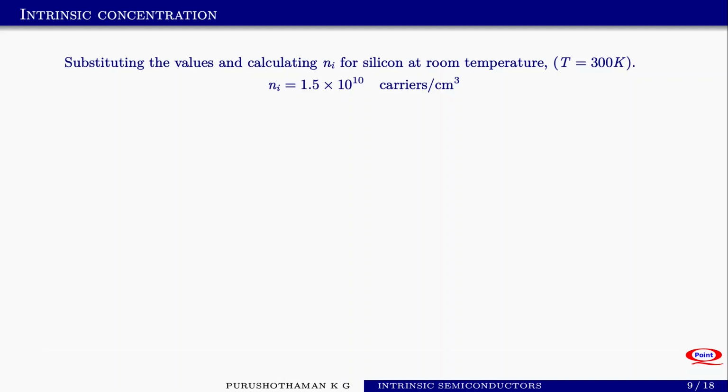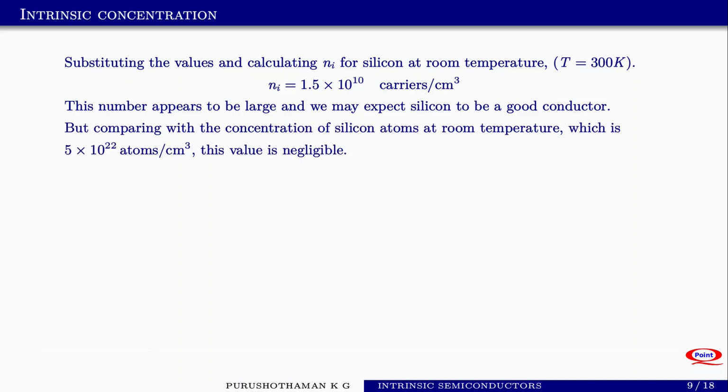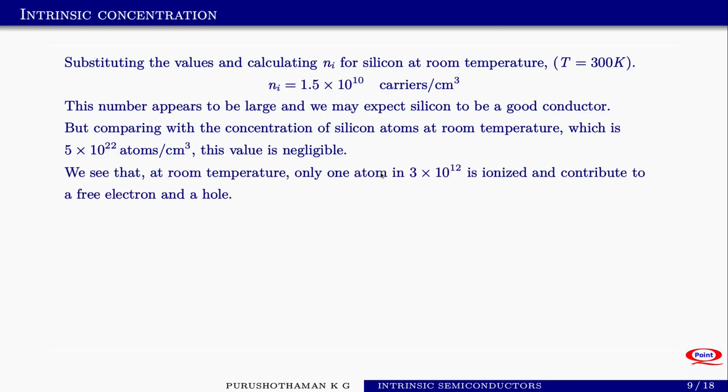We get ni is equal to 1.5 into 10 raised to 10 carriers per cubic centimeter. We may think that this number is very large and silicon is a good conductor, but that is not true. Compare this with the concentration of silicon atoms at room temperature, which is 5 into 10 raised to 22 atoms per cubic centimeter. This value is negligible. So if you divide these values, we see that at room temperature only one atom in 3 into 10 raised to 12 is ionized and contributes to a free electron and a hole.